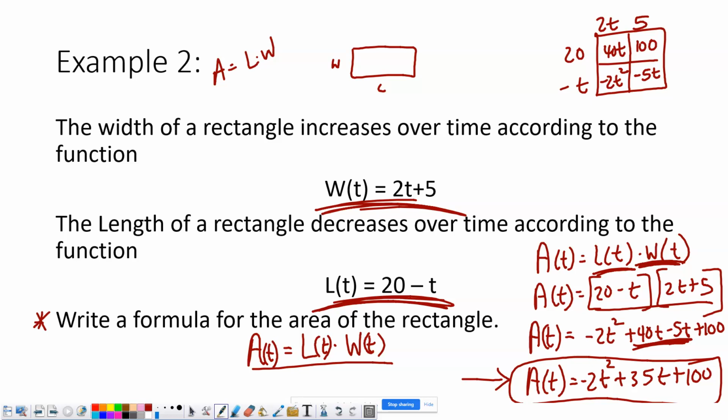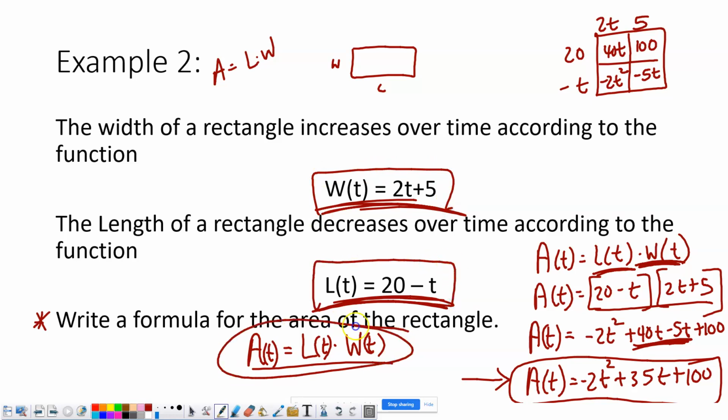Okay? So let's say we have a rectangle whose width is constantly changing and whose length is constantly changing. Well, that would mean that its area is constantly changing because area is length times width. If area is length times width, then area would be this function times this function, which when you simplify it would give us this. So that's an example of combining two functions and understanding what that represents.